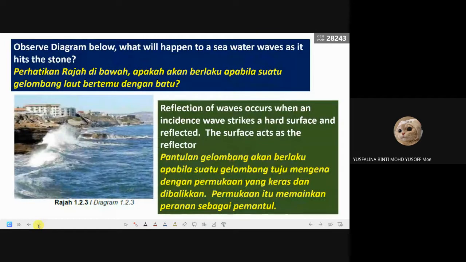The next one says, observe the diagram below. What will happen to a seawater wave as it hits the stone? The seawater wave will be reflected back. Reflection of wave occurs when an incident wave strikes a hard surface and is reflected, so the surface acts as a reflector. This is called the reflection of wave.